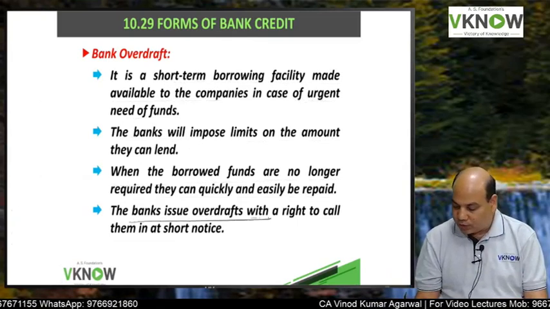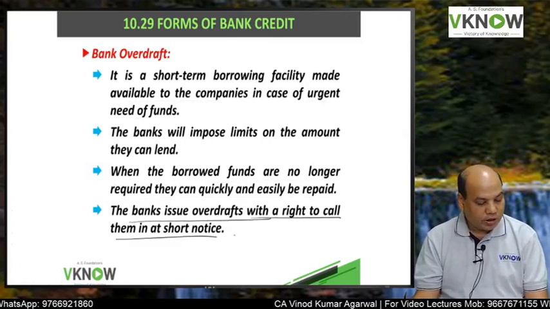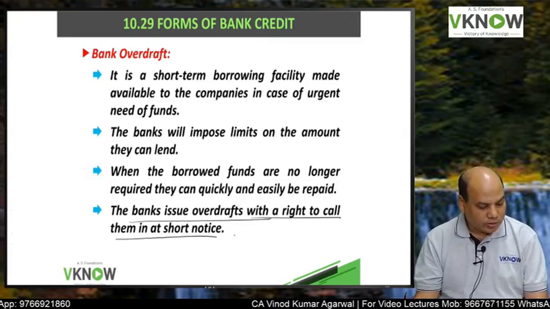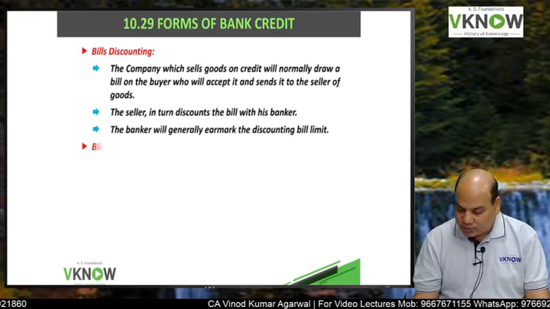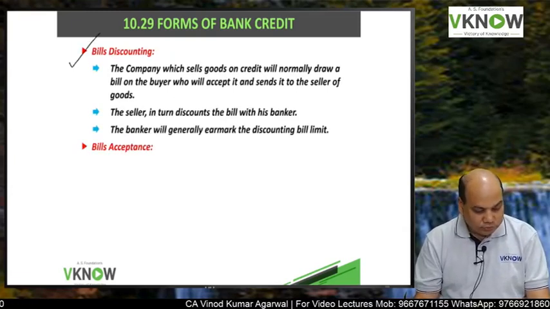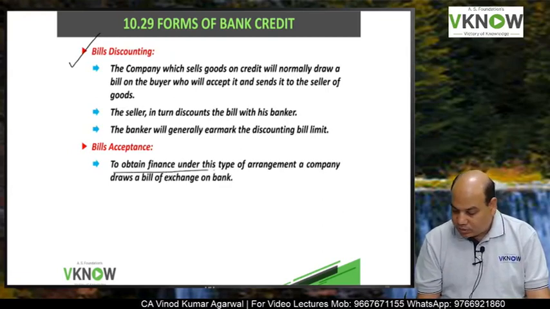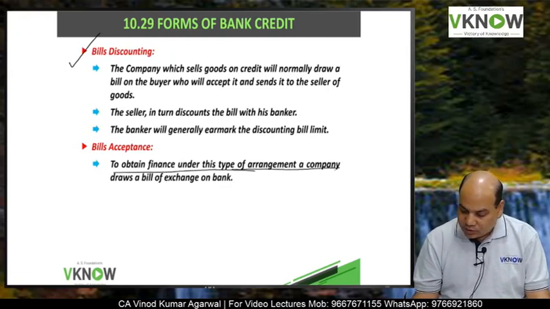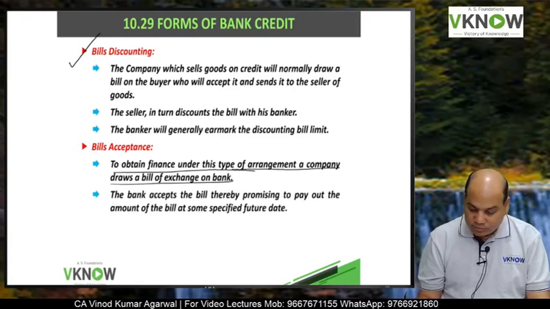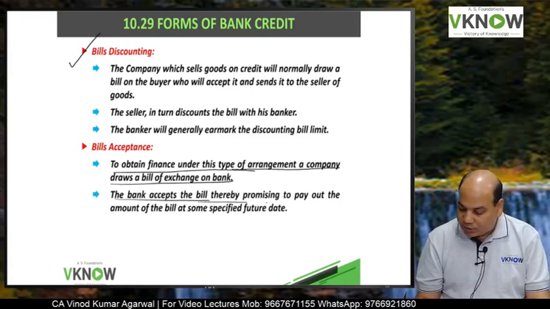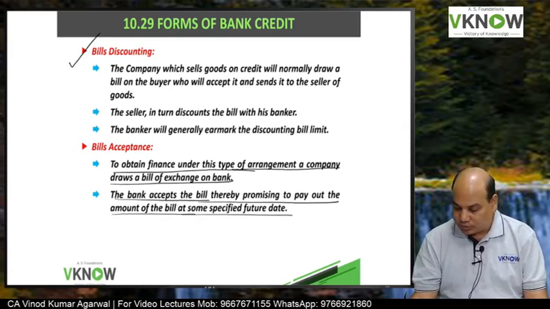The bank issues overdrafts with the right to call them in at short notice. Or the bank can ask you to deposit the amount at short notice also, but with good customers it does not happen. Bill discounting I have explained, so can I skip this? Bills acceptance, same thing. To obtain finance under this type of arrangement, a company draws a bill of exchange on a bank. The bank accepts the bill, thereby promising to pay out the amount of the bill at some specified future date.